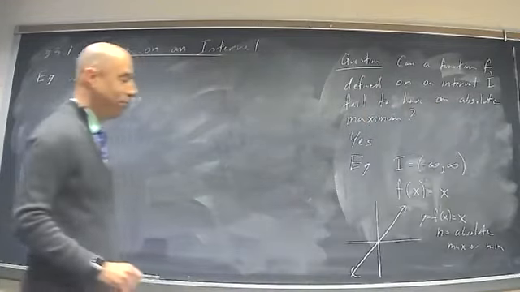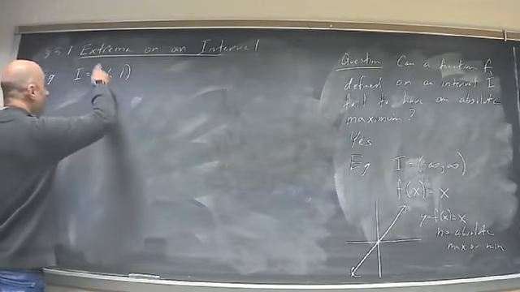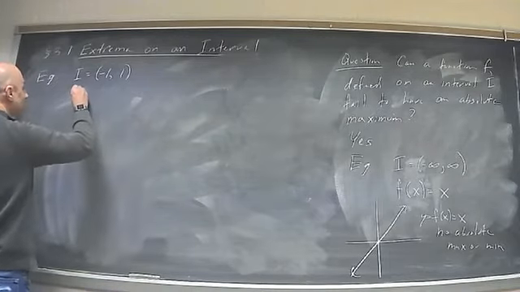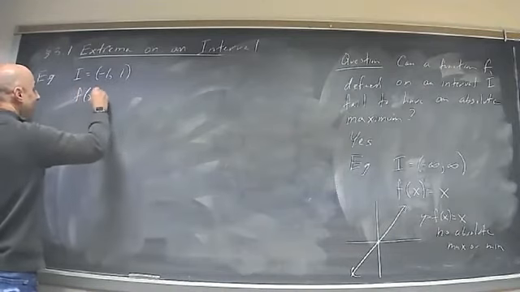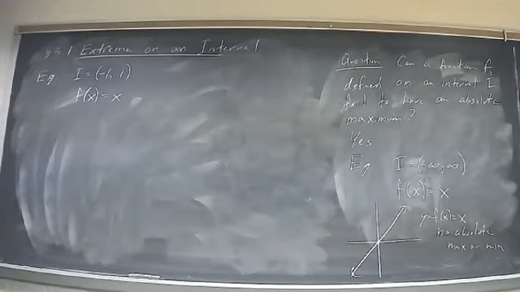We often just write maximum as max and minimum as min. I'm totally okay with that. So let's use the open interval -1 to 1, and I'll use the same function, f of x equals x. Let's sketch this.